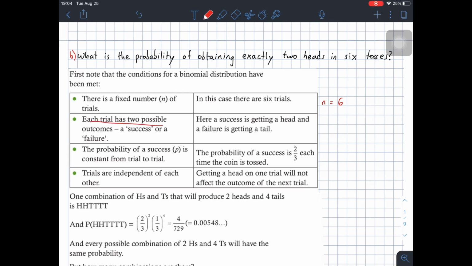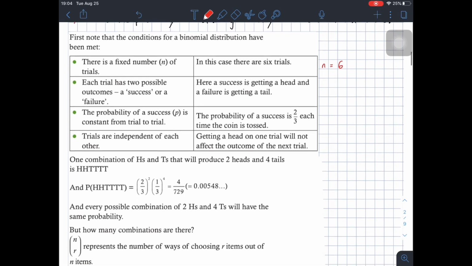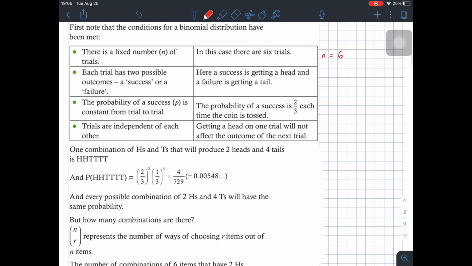Then each trial has 2 possible outcomes, either a success or a failure, and it is true. Here a success is getting a head and a failure is getting a tail. So that's fine. Then the third condition, the probability of a success p is constant from trial to trial. That's true. The probability of a success is 2/3 each time the coin is tossed, right? We have a constant probability of obtaining head in this case. Here the value of p, the probability, is 2/3.